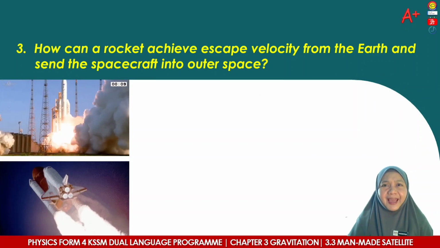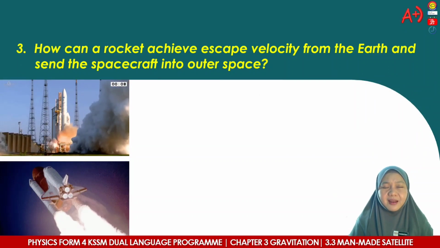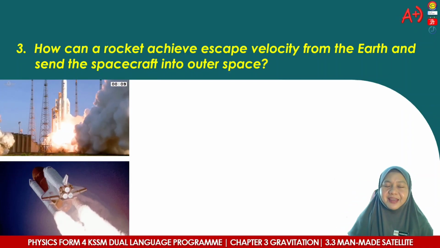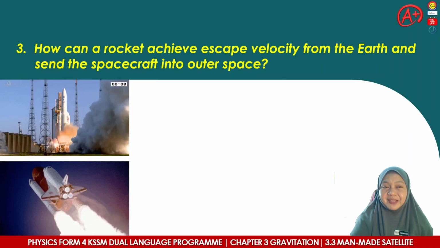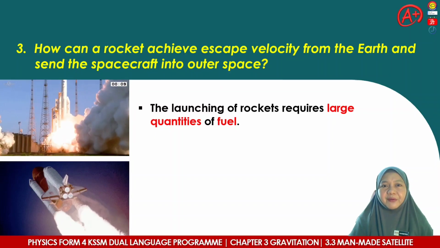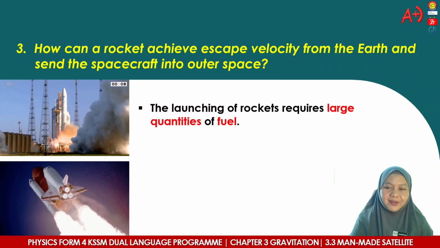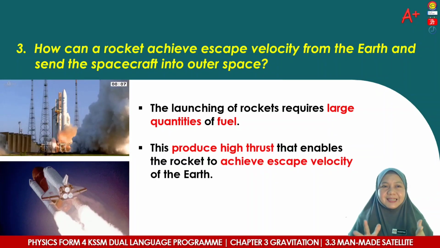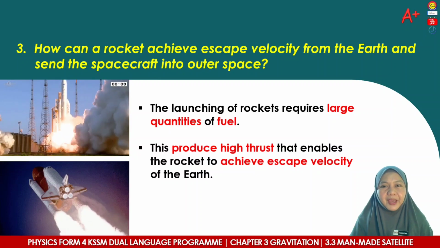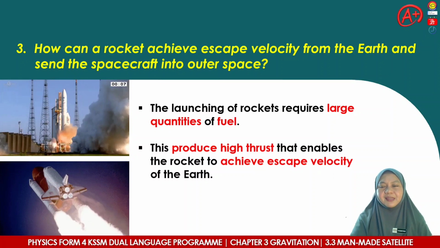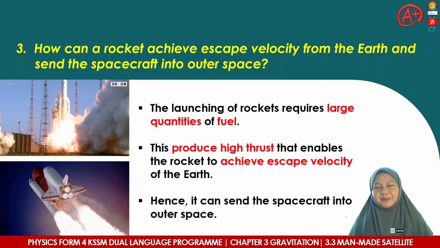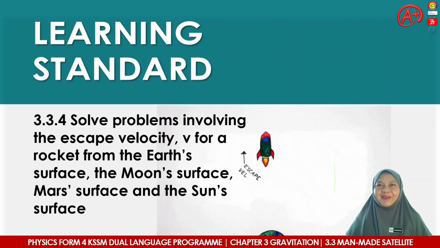Then what about a rocket? How can a rocket achieve escape velocity from the Earth and send a spacecraft into outer space? Interesting, right? If you look at the animation there, the launching of a rocket requires large quantities of fuel. This large amount of fuel will produce high thrust that enables the rocket to achieve the escape velocity of the Earth. Hence, it can send the spacecraft into outer space. That simple. Oh, I'm sorry, I thought we were finished.